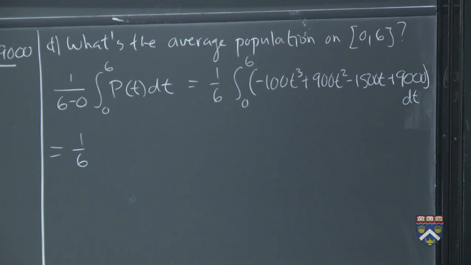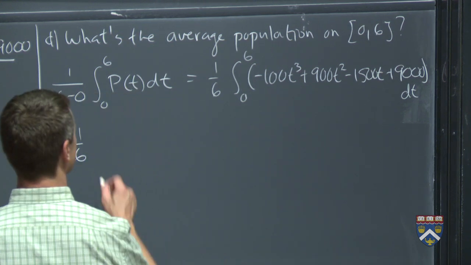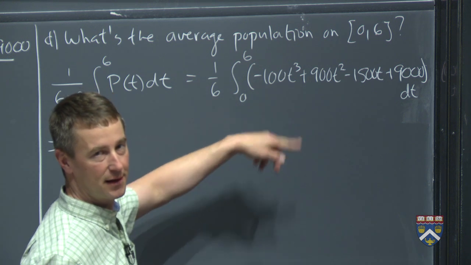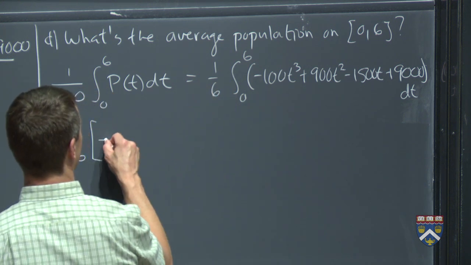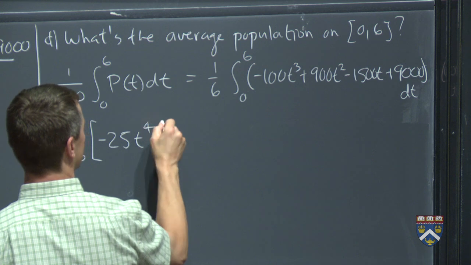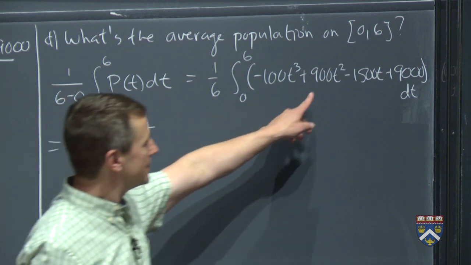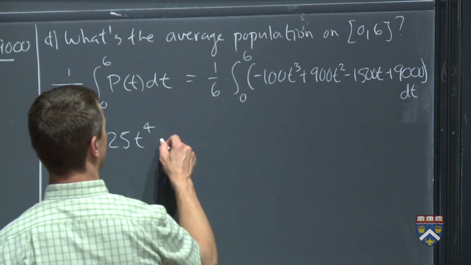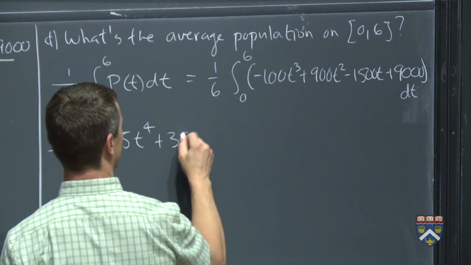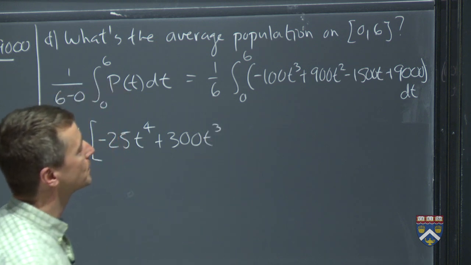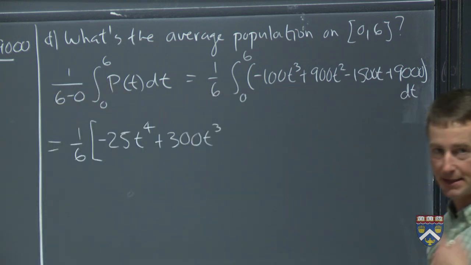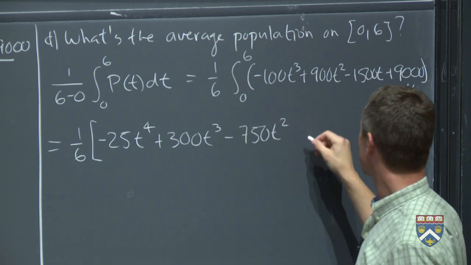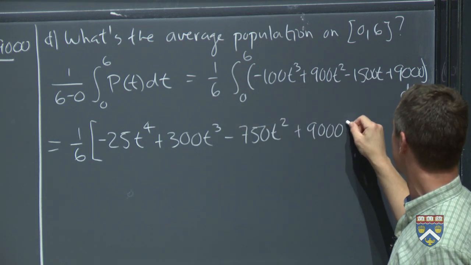And now we use our power rule and our constant multiple rule to find all of these antiderivatives. So let's do that. Negative 100 t cubed will become what? Negative 100 t to the 4th over 4. And the negative 100 over 4 will just give us 25 t to the 4th. 900 t squared will become 900 t cubed over 3. And the 900 over 3 gives us a 300 t cubed. And then the 1500 t will become 1500 t squared over 2, which is minus 750 t squared. And finally, the 9,000 gives us 9,000 t.